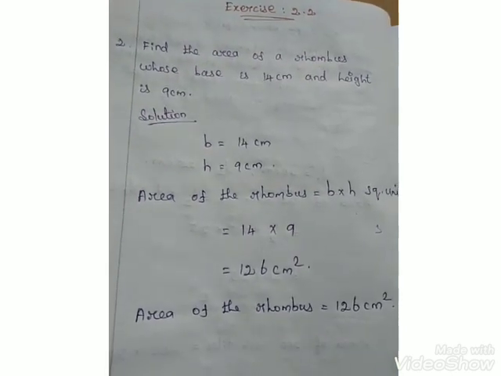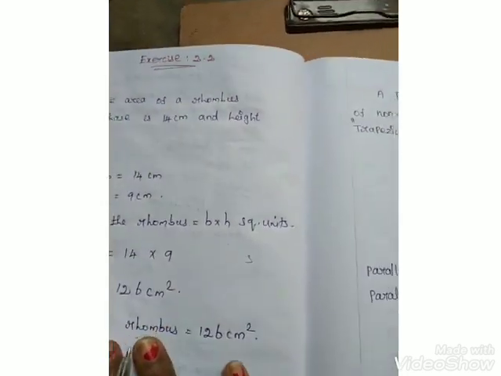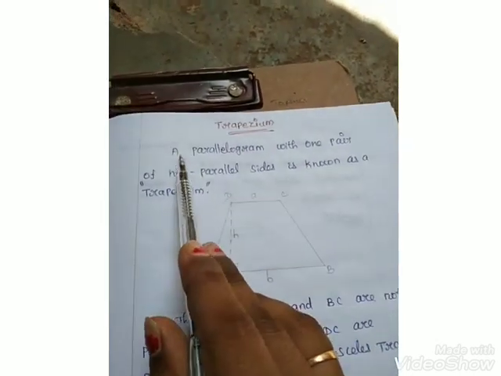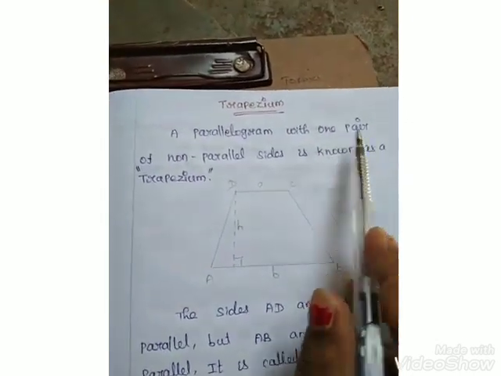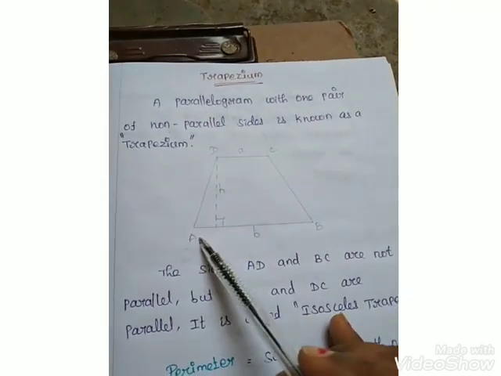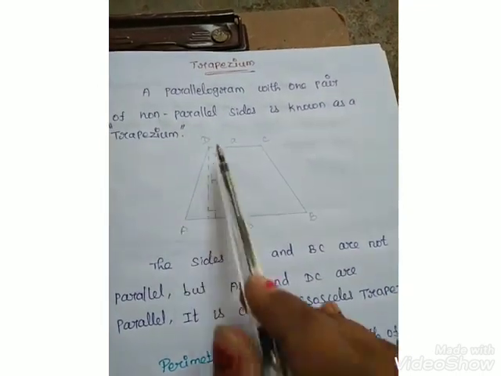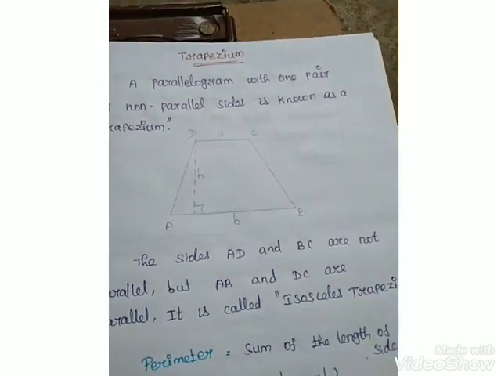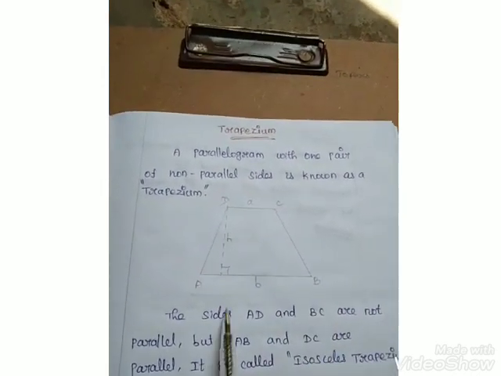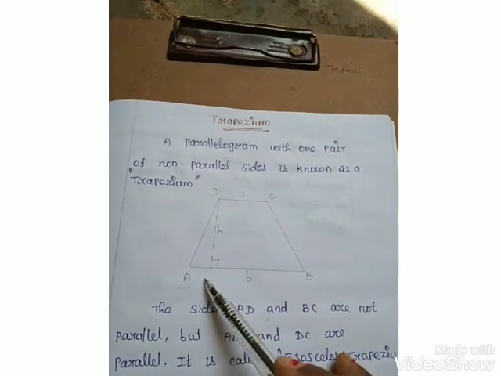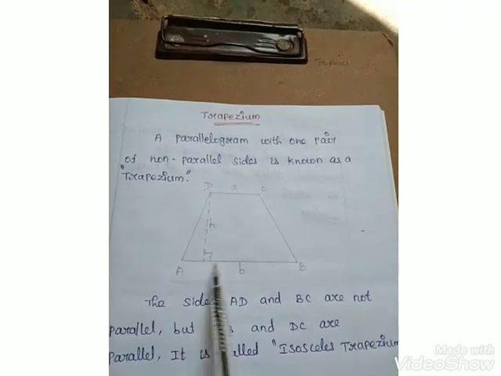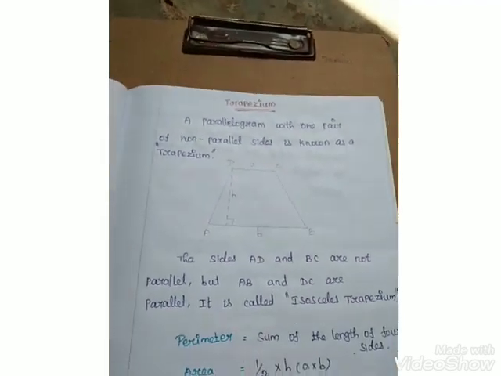So rhombus ku perimeter and area எப்படி calculate பண்ணோம் அப்படின்றது உங்களுக்கு தெரிஞ்சிருக்கும். Next you are going to learn about the shape trapezium. Trapezium is a quadrilateral in which one pair of sides is parallel. See that here AD and BC are not parallel, but AB and CD are parallel, so it is called isosceles trapezium.